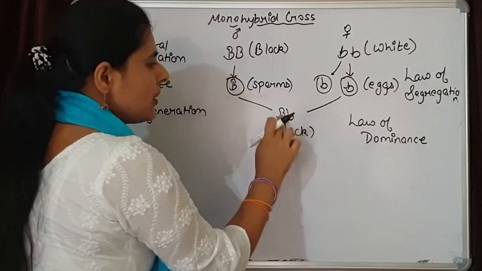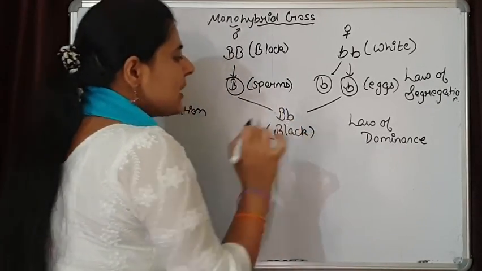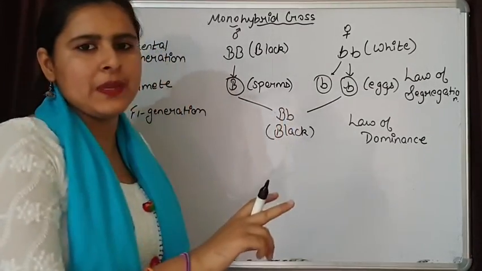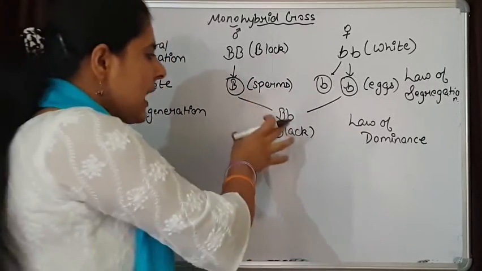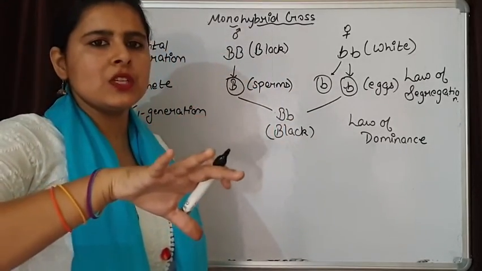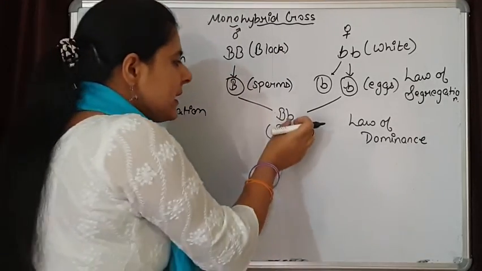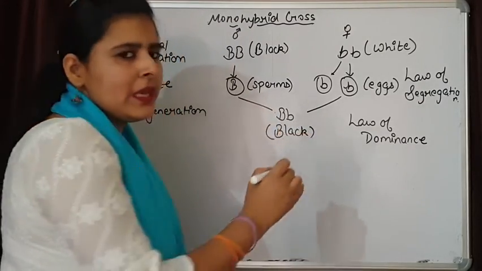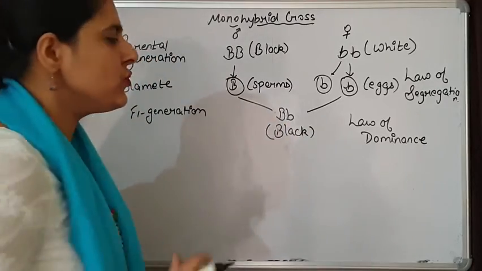So here only the dominant one is expressed, but both the alleles are present. The recessive allele does not express now, but in other situations its expression is not completely inhibited. Whenever it gets the chance, its expression will also be seen, meaning the expression of small b can be seen in the F2 generation.